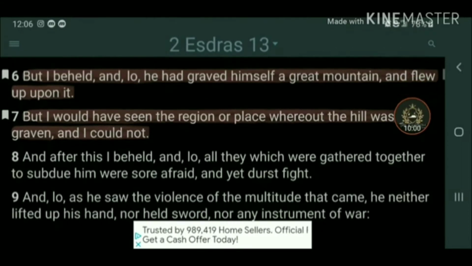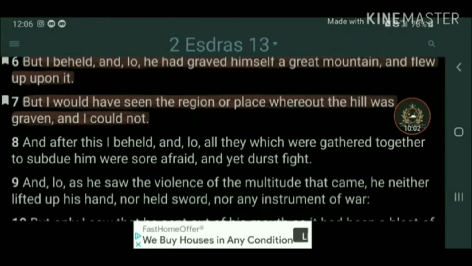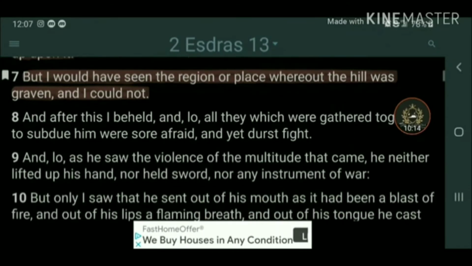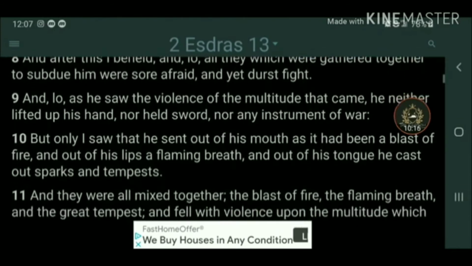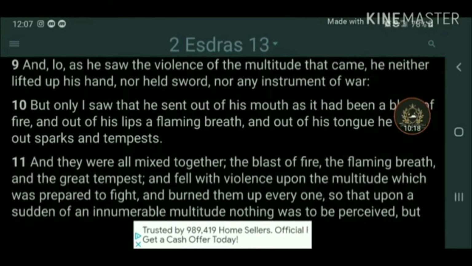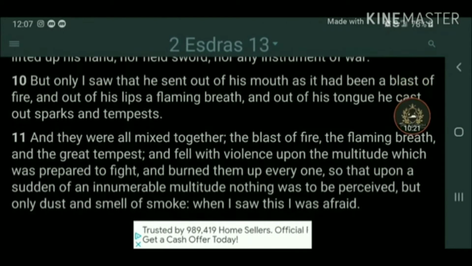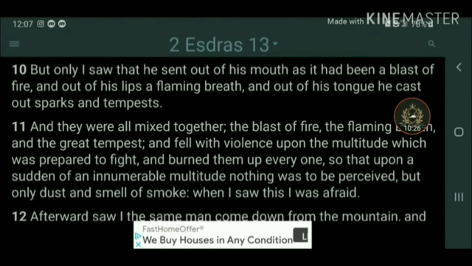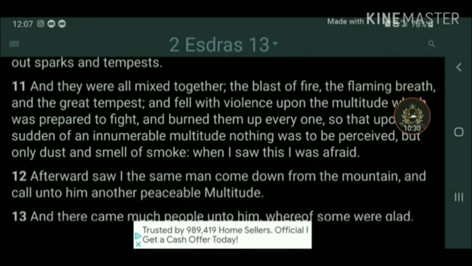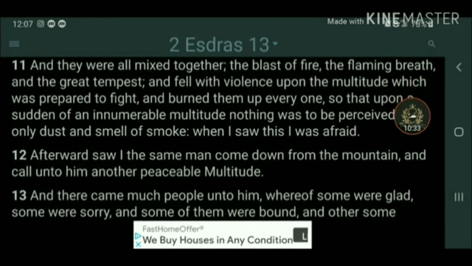And after this I beheld, and lo, all they which were gathered together to subdue him were sore afraid, and yet durst fight. And lo, as he saw the violence of the multitude that came, he neither lifted up hand, nor held sword, nor any instrument of war, but only I saw that he sent out of his mouth as it had been a blast of fire, and out of his lips a flaming breath, and out of his tongue he cast out sparks and tempest. And they were all mixed together, the blast of fire, the flaming breath, and the great tempest.